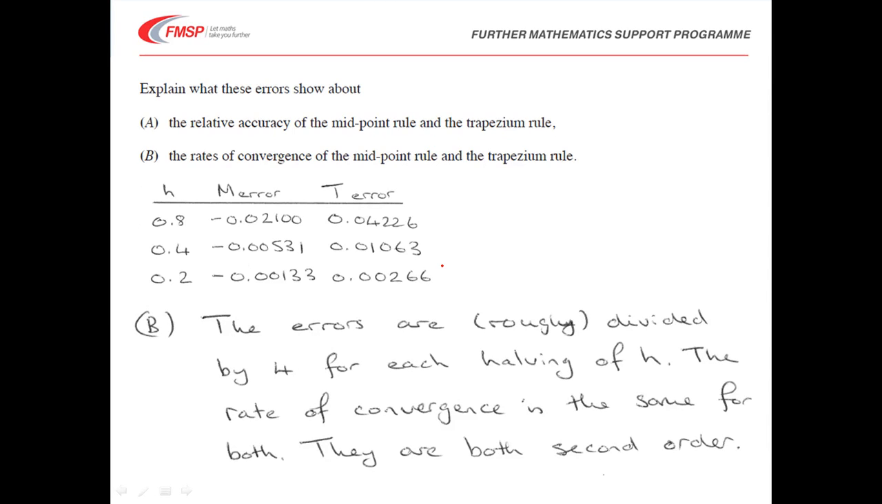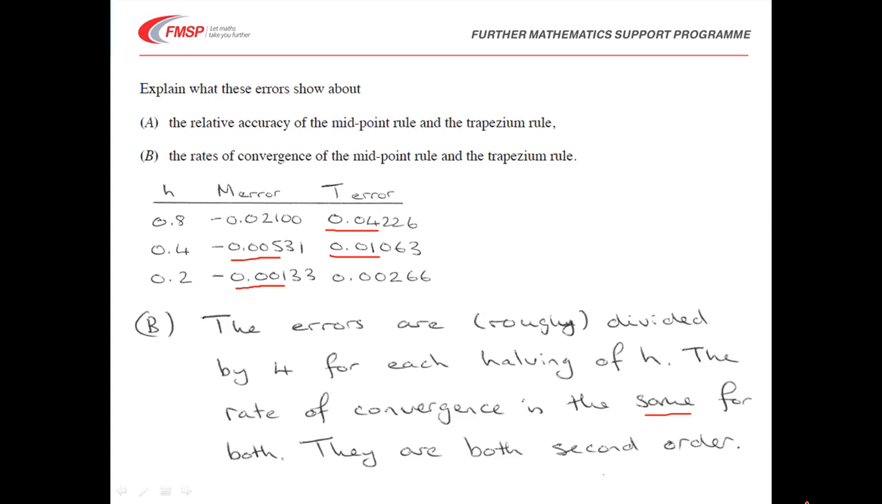Now you should really use a little bit of prior knowledge. You should know that this happens with both the midpoint and the trapezium rules. It's easy to spot, I suppose, with these two values here, that it's being divided by 4. But it helps if you know that before you start, and that's going to happen for well-behaved functions every time. So here, the errors are roughly divided by 4 for each halving of h, and if that's the case, the rate of convergence is the same for both, and you probably need to say what order of method you've got to get all the marks on this.